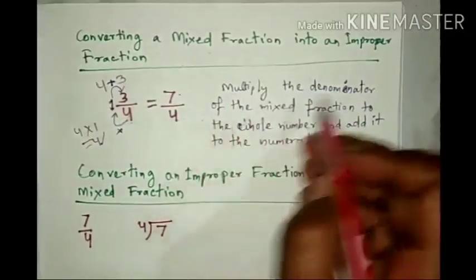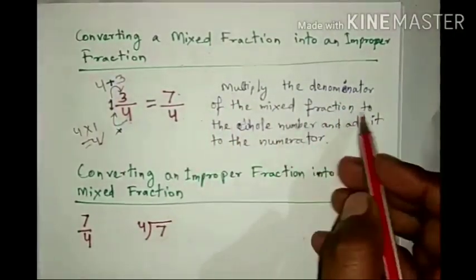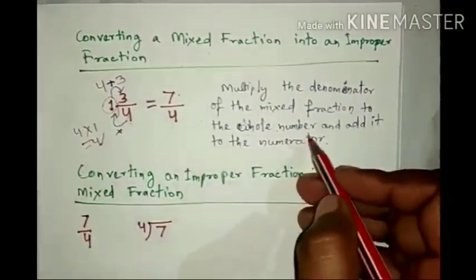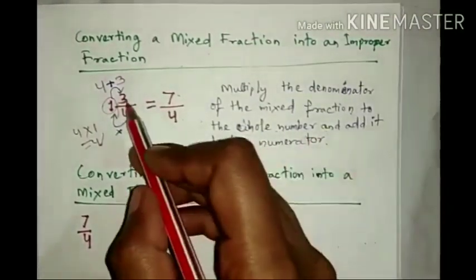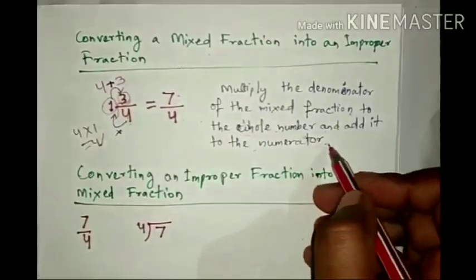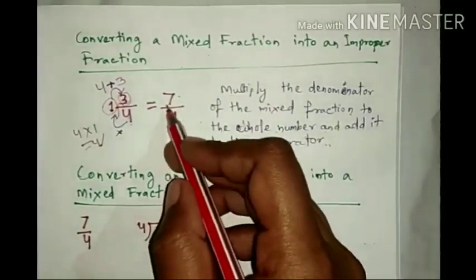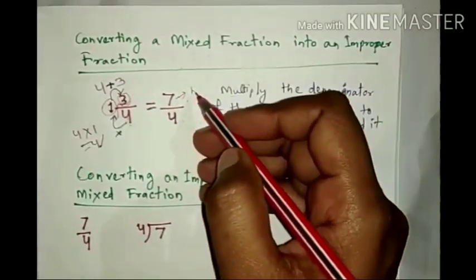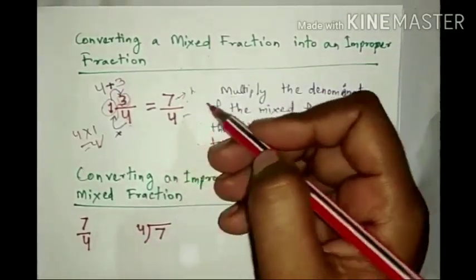So what is given? Multiply the denominator of the mixed fraction by the whole number. Here the whole number you have multiplied and added it to the numerator. What have you got? 7 by 4. So here 7 is the numerator and 4 is the denominator.